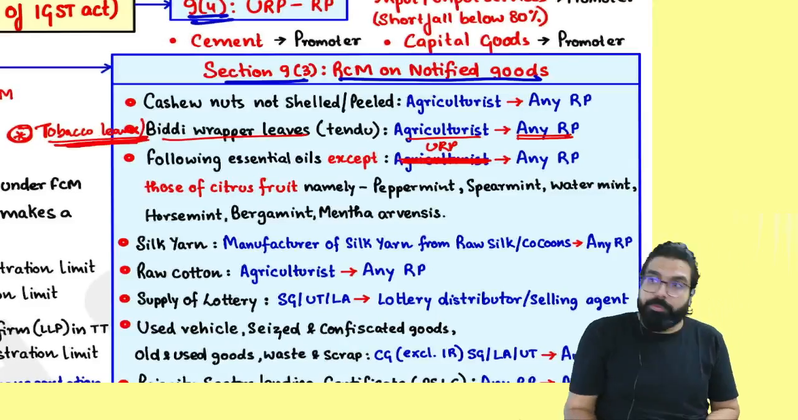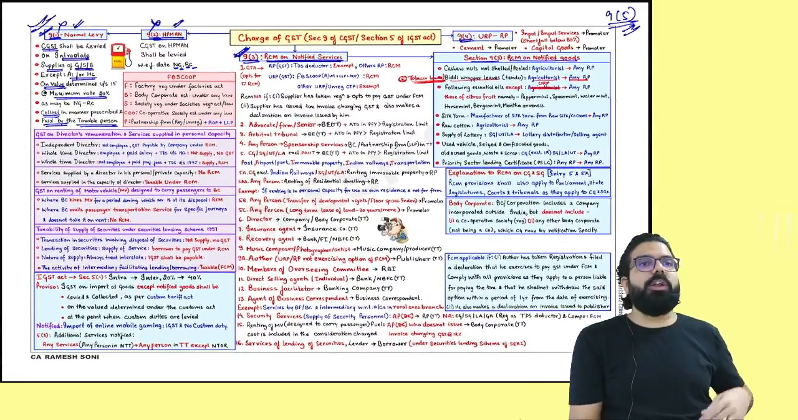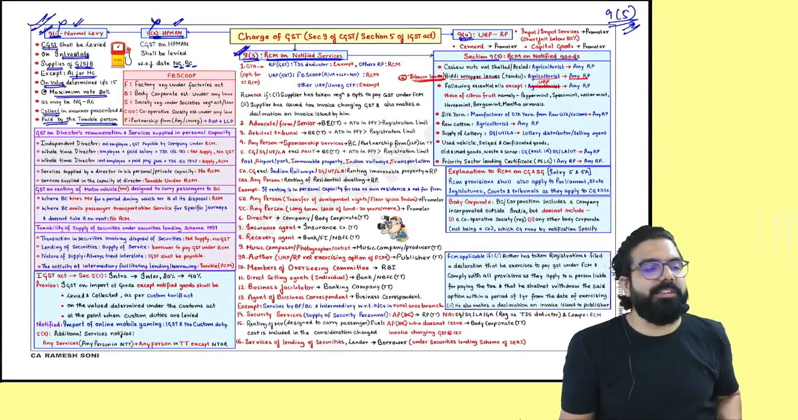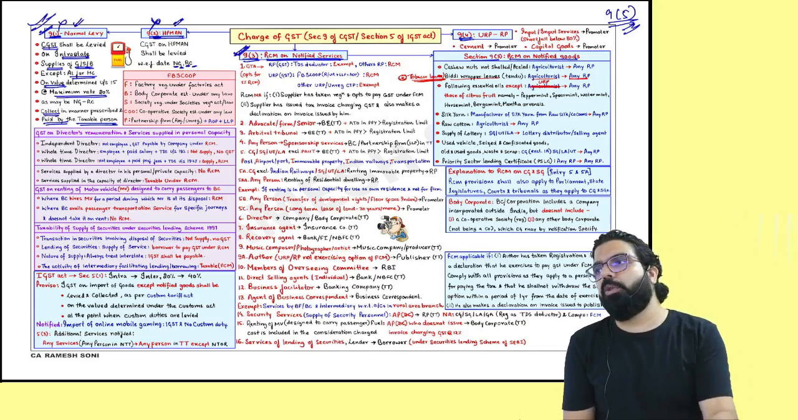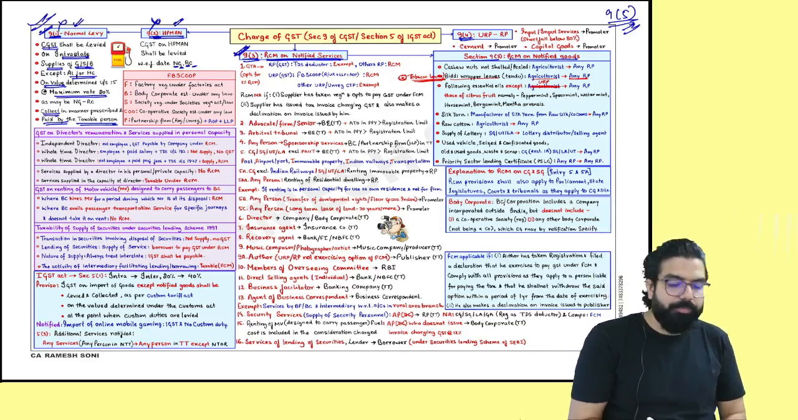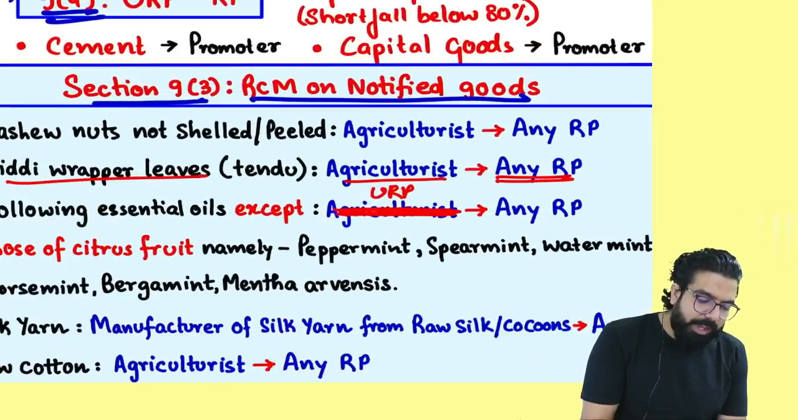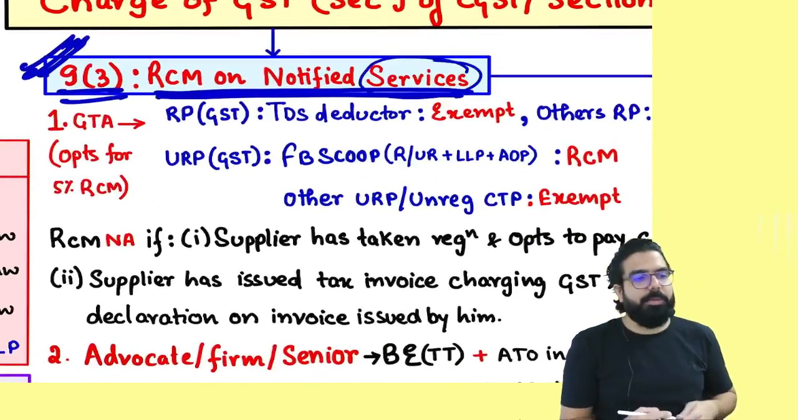Okay, come on. Everyone over here now. Now, we are going to learn about those goods and services on which GST is applicable under RCM. A++ from the exam point of view, 101% you will get a question on section number 9(3). It will come in the exam. Section 9(3) has goods on which RCM is applicable and also services on which RCM is applicable.